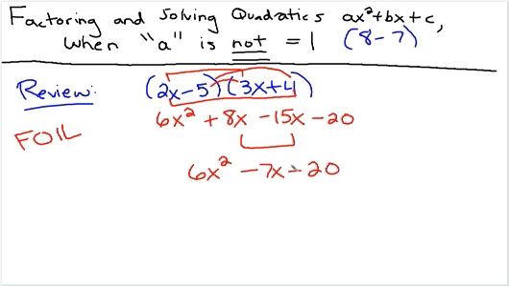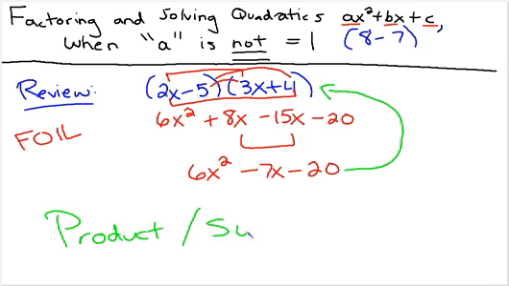So this is a quadratic in the form ax squared plus bx plus c, just like this. And what I want you to see is that today we're going to be given this, and we're going to factor it back into these two binomials. The process is called the product sum method, and you need to be familiar with that term because you'll probably hear it some more while you're in high school. So let's get started right into some examples.